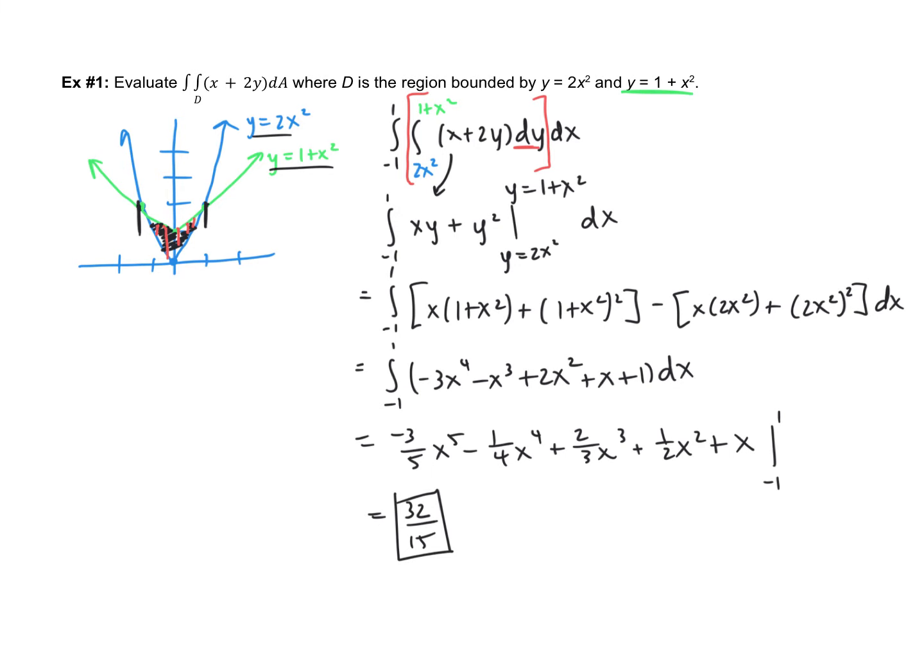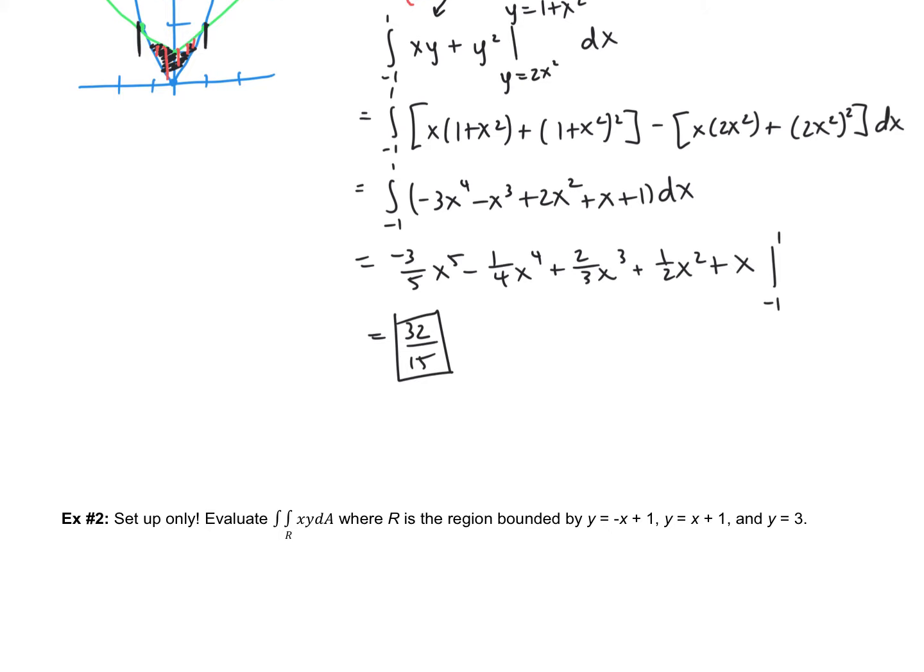And if you were asked what that meant, this would be the volume underneath this surface. So if z or f was x plus 2y, this is the volume underneath this surface and above this region. Okay, so let's do another example.